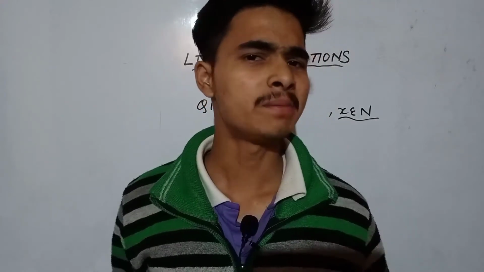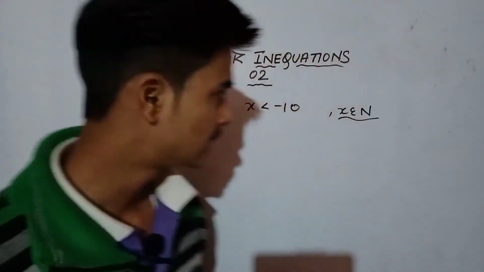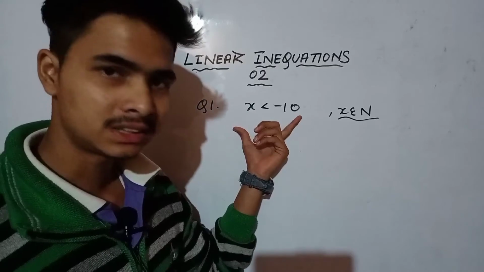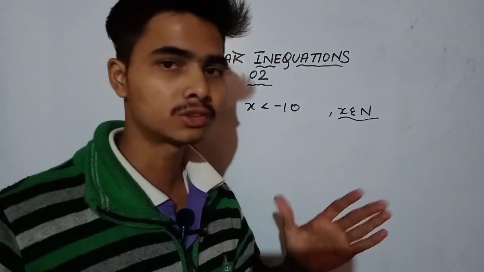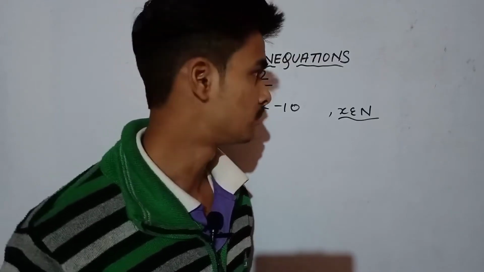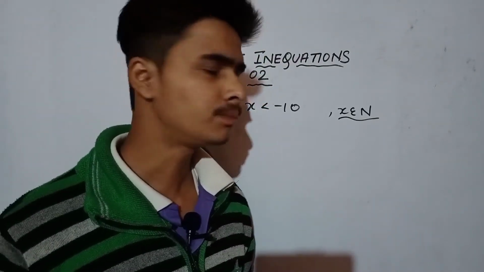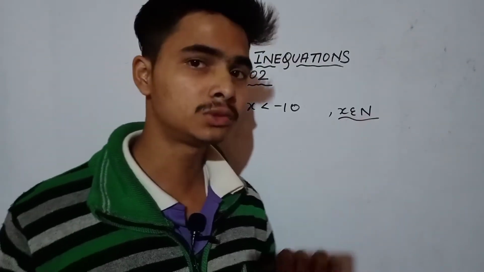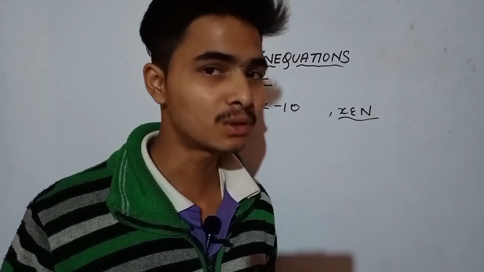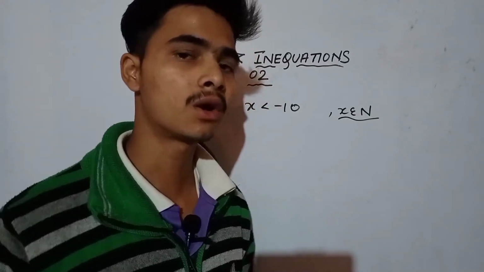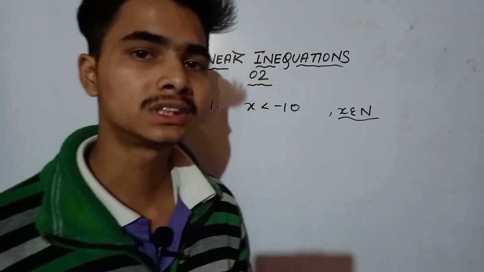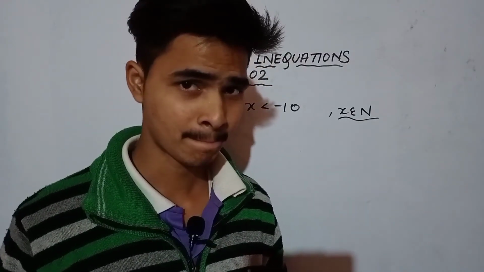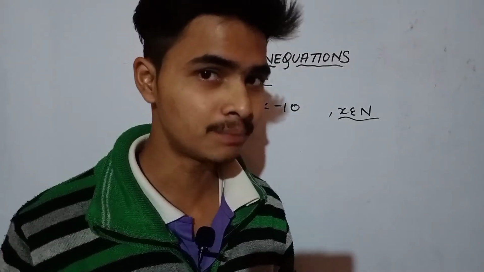But wait, suppose I make a few changes in the question. The condition will be the same, x is less than minus 10, and the process of solving would be exactly the same, but now I say that x belongs to natural numbers. Previously it belonged to whole numbers, but now it belongs to natural numbers. Now tell me, is the solution set possible?